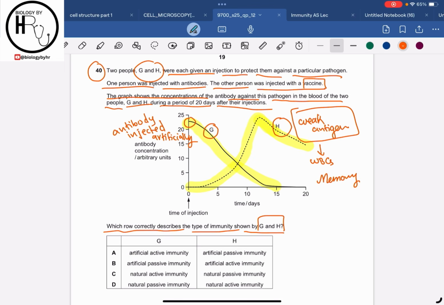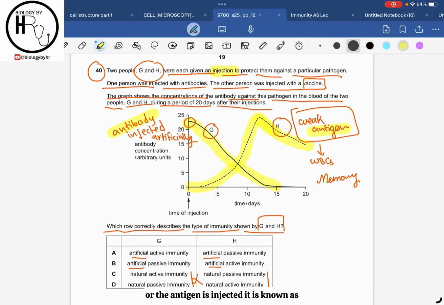So obviously G and H both are artificial, because artificial immunity is not natural immunity. Why is it not natural immunity? Because they have been injected, right? If anything is injected, even if the antibody is injected or the antigen is injected, it is known as artificial immunity. So we will cut off the natural option.